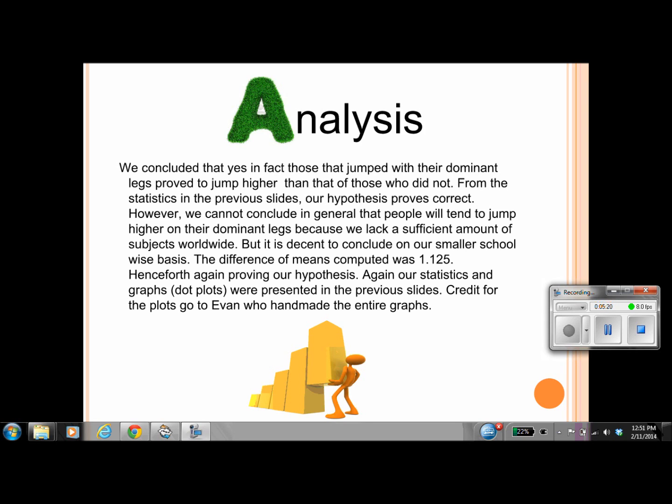All right. So this basically is saying what our whole experiment was about and what it proved to be true about our hypothesis. And that is our presentation.